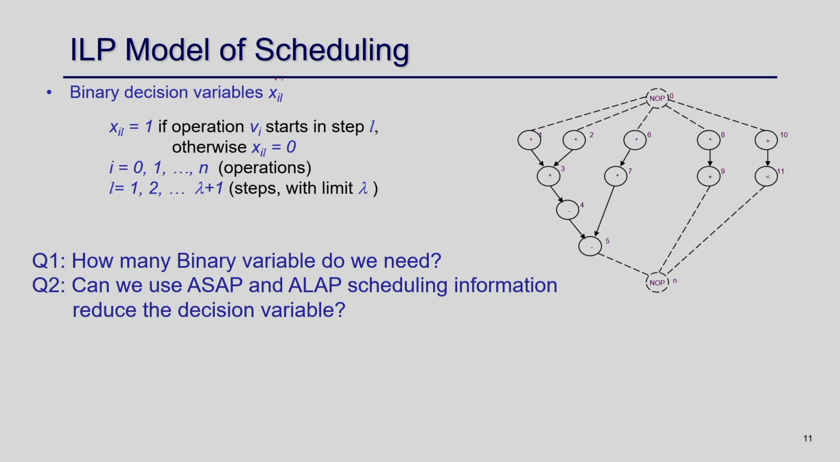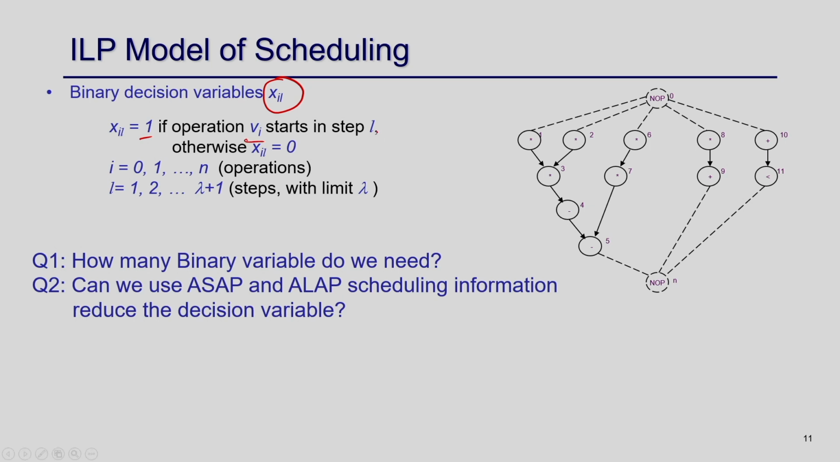So, for my problem, what is my variable? First you have to identify that, right. What is not known to us? The time schedule of the operations, right. That is not known to me, so that should be the variable. So, for that we take a variable which is called xil. Okay. So, what is that? xil is basically 1 if the operation vi starts at timestamp L.